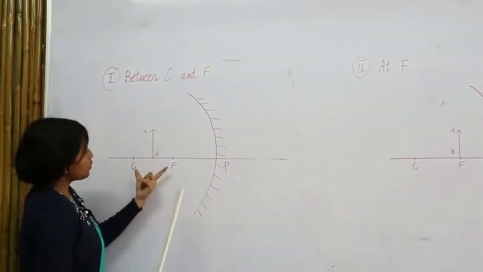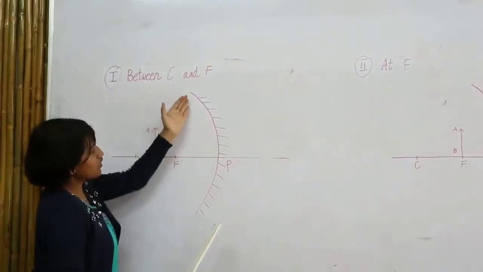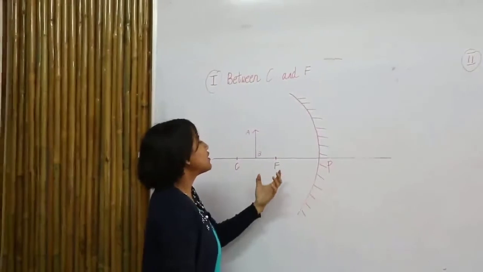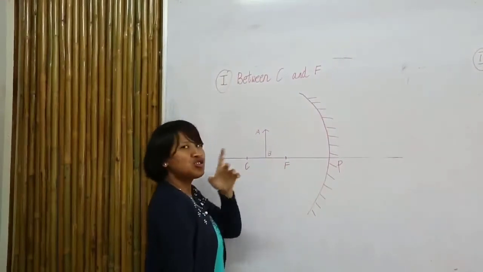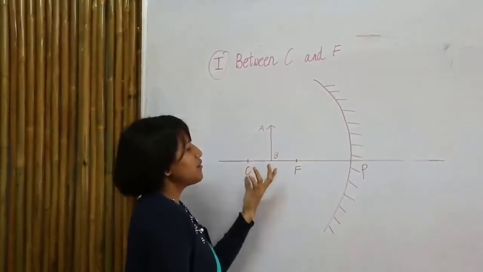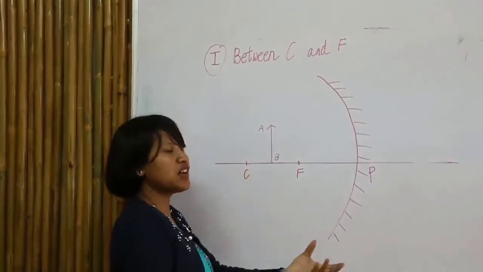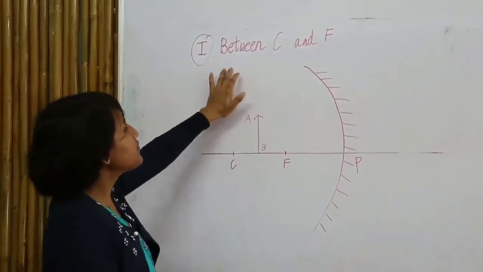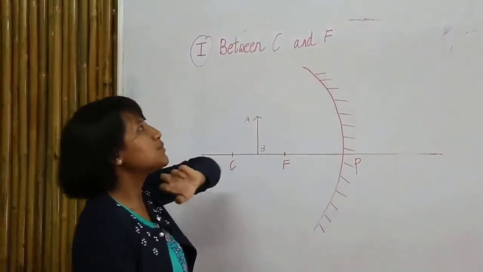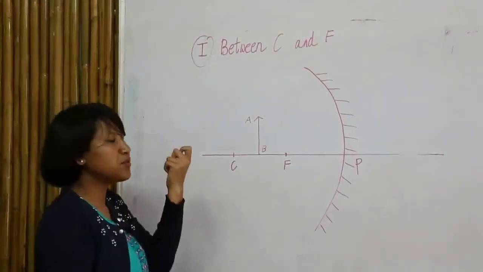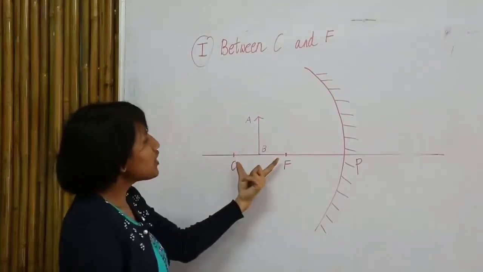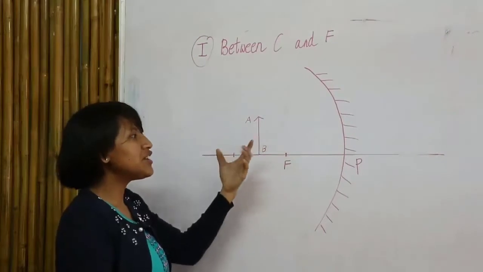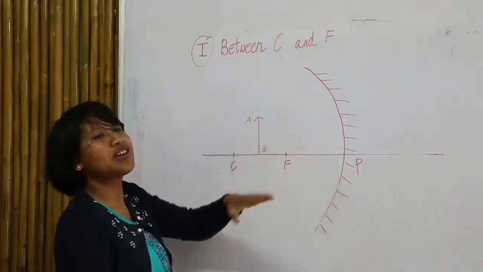Now between C and F, I've drawn the concave mirror and the principal axis. You mark the pole and the focus. Remember that the focus should be in the middle between C and P. And then here we have the object between C and F. The object means the position of the object, so make sure that it is exactly in the middle between C and F, because if it is not, then you will not get the image.